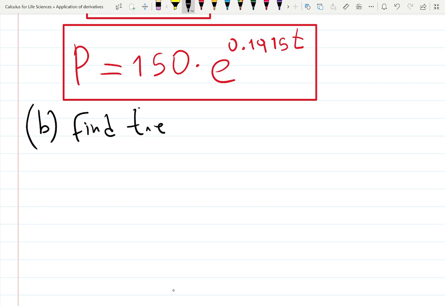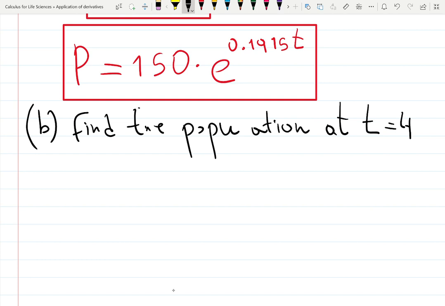Find the population at t equals 4. I need to restart. T equals 4. Population. That's you. At t equals 4 what? Hours.